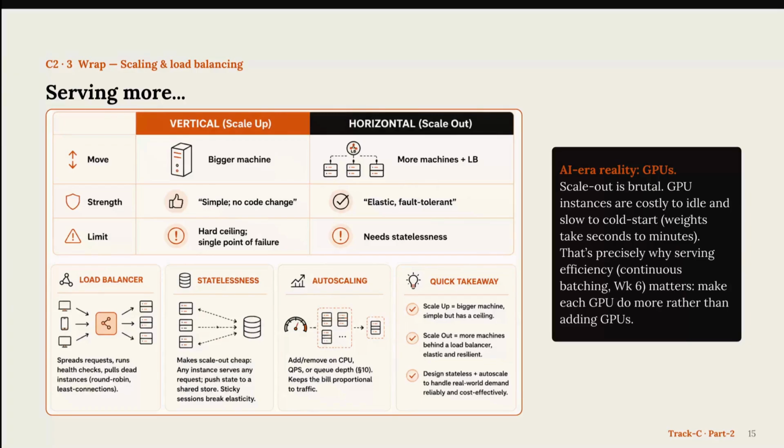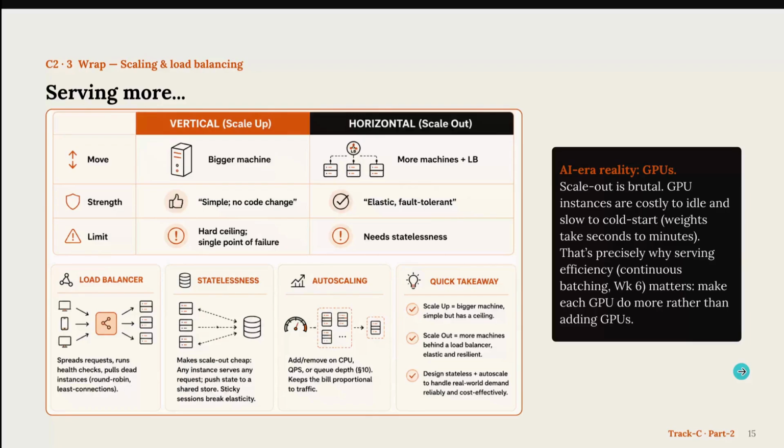Each GPU ideally should be optimized to serve as much as possible always. Otherwise, never add GPUs. Adding more GPUs will not serve the purpose, because if the request rate, queries per second, is low, you'll be wasting a lot of system capacity, and GPUs are costly. If they are sitting idle, you're burning money. And that's why we decouple work from the request.